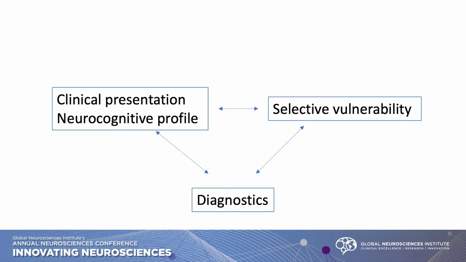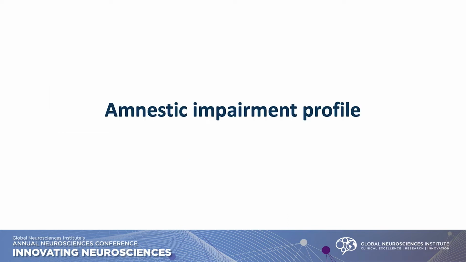So again, going back, that was just a quick review of neuroanatomy and what we mean when we say biomarkers. Going back to the diagnostic process, we have a clinical presentation, we establish the neurocognitive profile, we know the principle of selective vulnerability, what pathology likes what networks, and that's when we start our diagnostic process. Let's start with the most common impairment profile, and that is the amnestic profile.